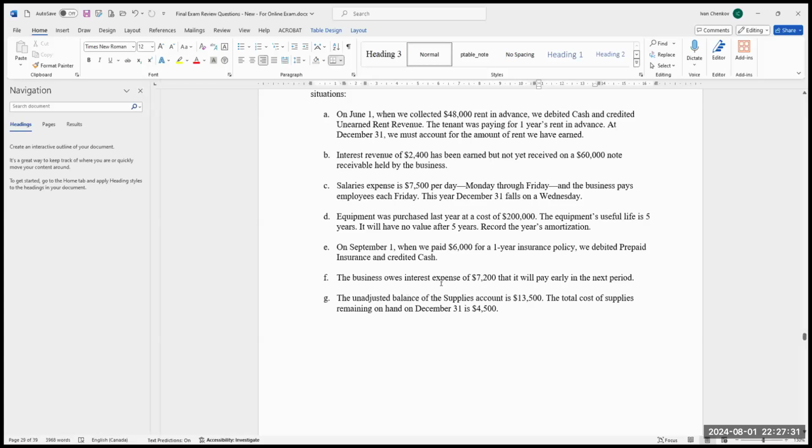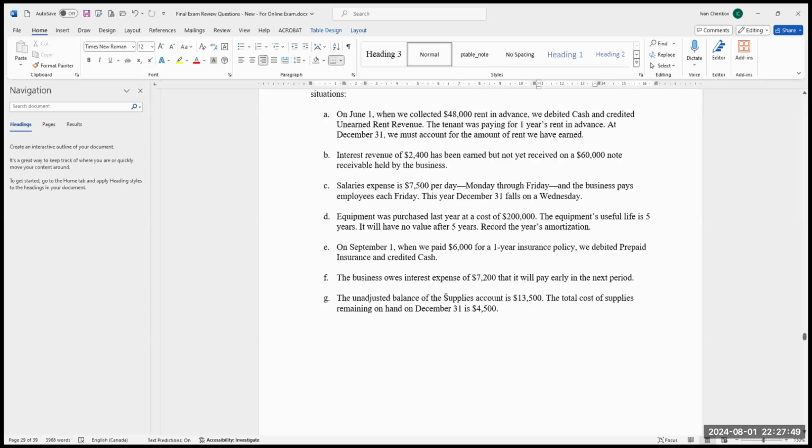The business owes interest expense of 7,000 that it will pay early in the next period. So the business owes interest expense. That will be debit interest expense, credit interest payable.